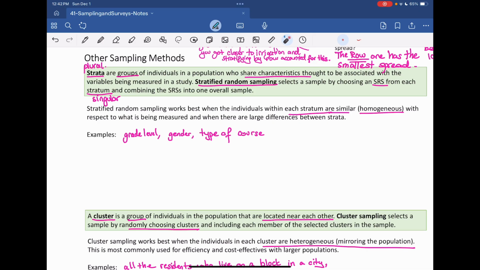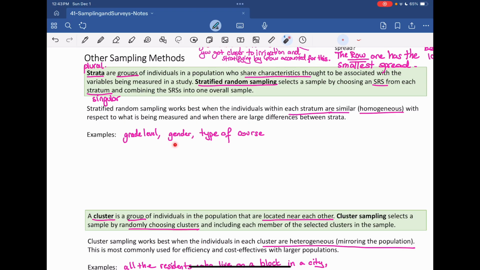So some examples are like grade level: ninth graders, 10th graders, 11th graders, 12th graders. If we were to pick students from each grade level, in equal numbers, like 50 ninth graders, 50 10th graders, 50 11th graders, and 50 12th graders, then we would be doing stratified random sampling. And we would be picking those 50 using a random sampling method, such as slips of paper, technology, or a random digits table, etc.